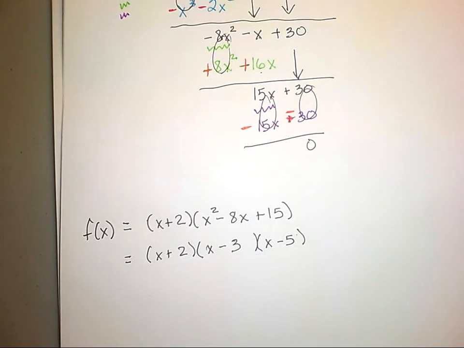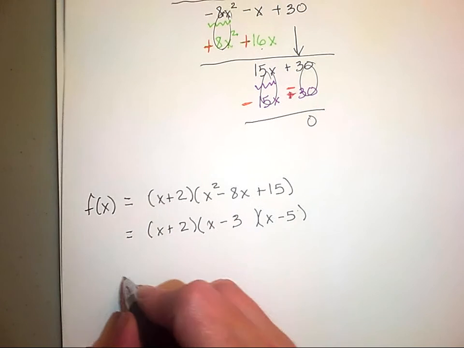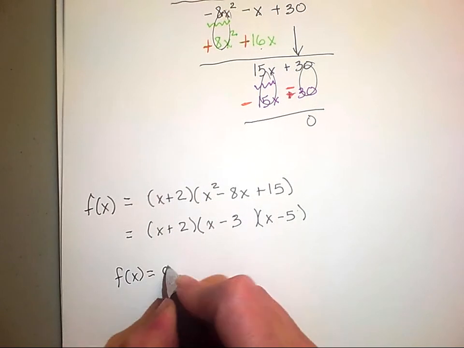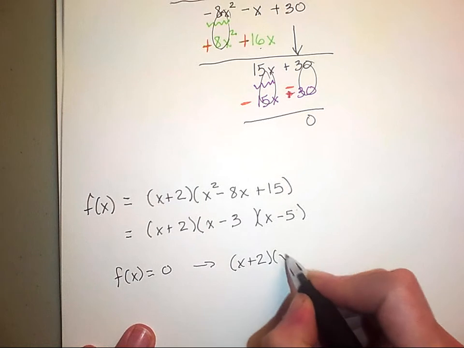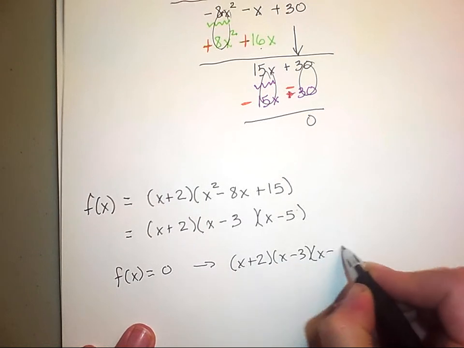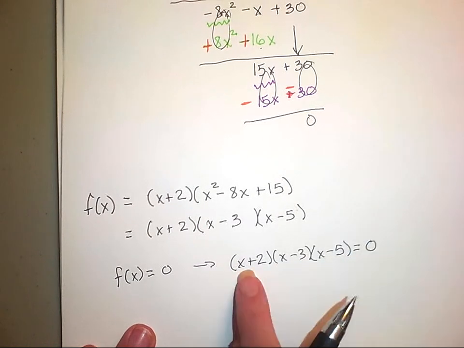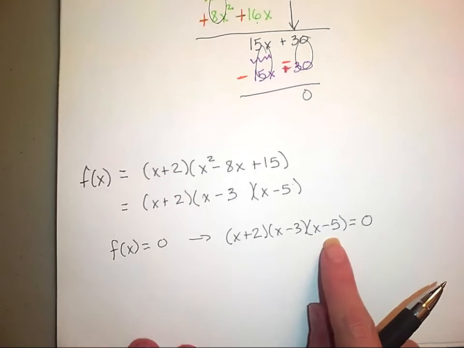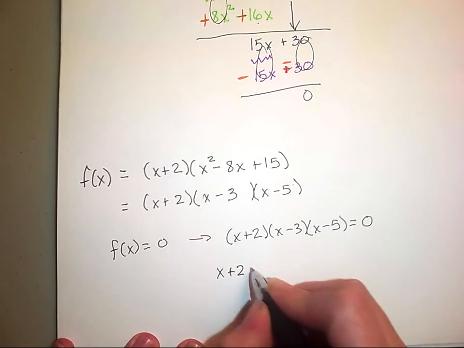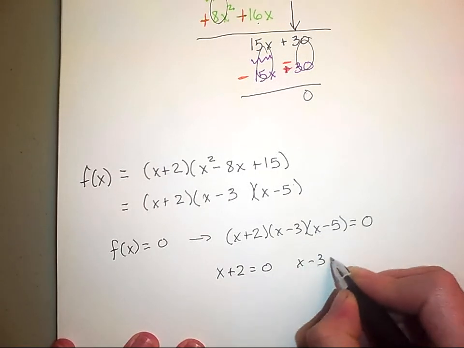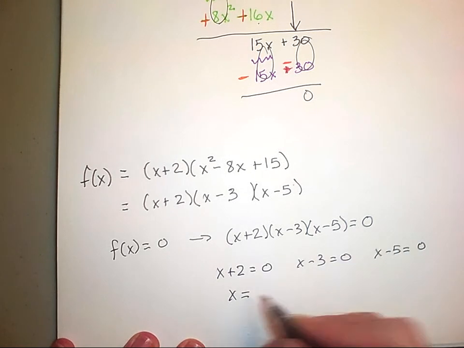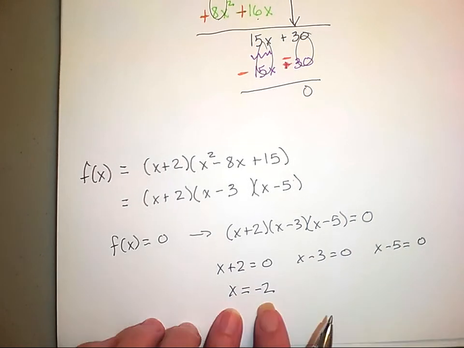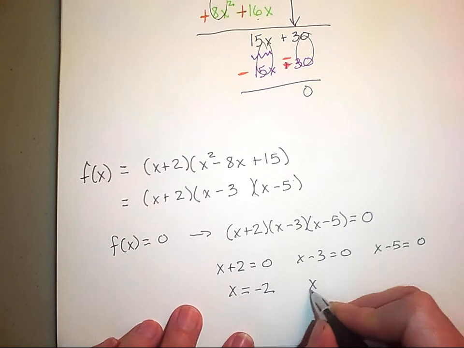So now, if we're trying to solve f of x equal to 0, it's just a matter of looking at it in the factored form, x plus 2, x minus 3, x minus 5. Now, if 3 things are being multiplied together and they equal 0, it's either the first equals 0, the second equals 0, or the third equals 0. So either x is equal to negative 2, aha, there's the c we were talking about, or x is equal to 3, or x is equal to 5.